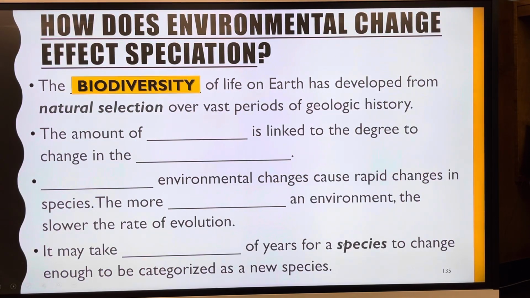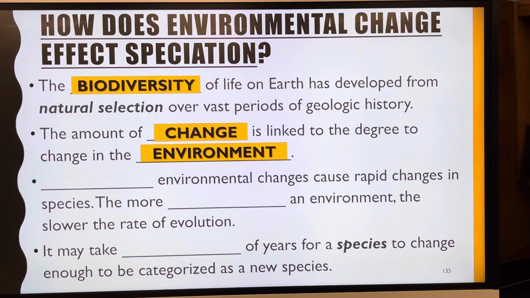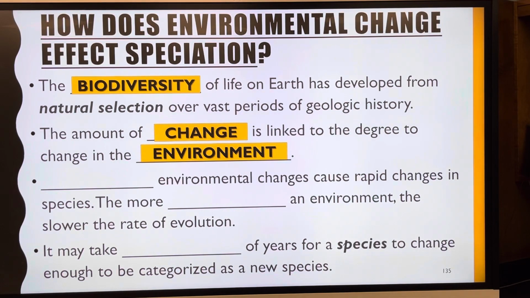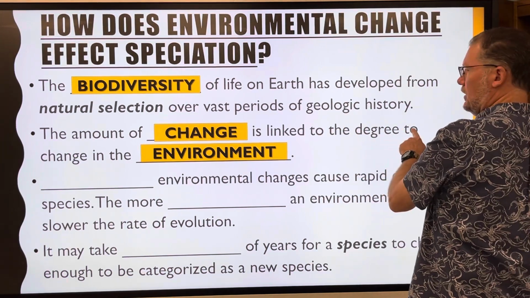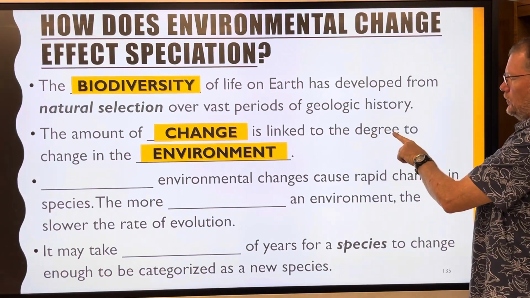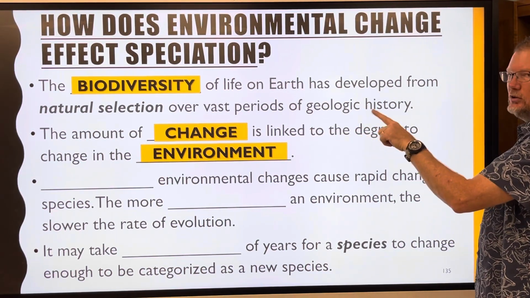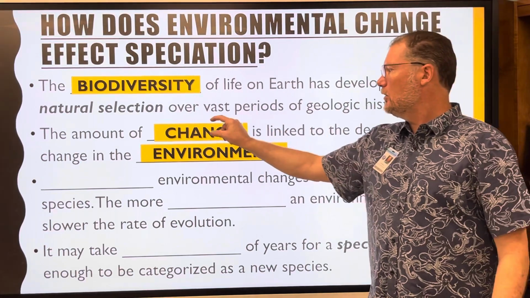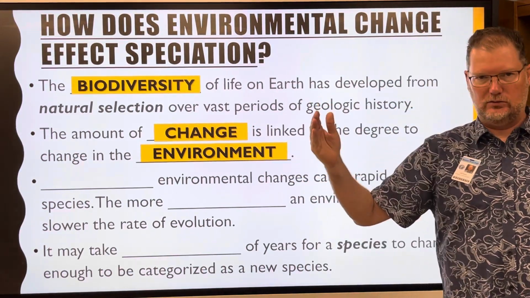All right. So the biodiversity of life on Earth has developed from natural selection over vast periods of geologic history. The amount of change is linked to the degree of change in the environment. Okay, I don't like that sentence. That should say of, please fix it in your notes, to the degree of change in the environment. So the more the environment changes, the amount of change increases, okay?